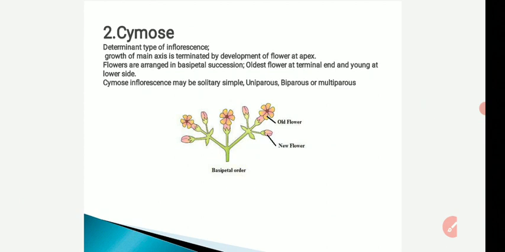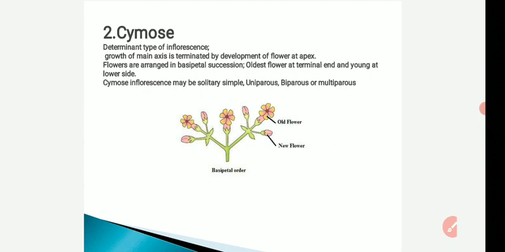Now let's discuss cymose inflorescence. In case of cymose inflorescence, the growth of the peduncle is terminated by the flower. Look at the diagram as shown in the figure. The first flower develops at the terminal end of the peduncle. So this cymose inflorescence is a determinate type of inflorescence in which the growth of the main axis is immediately terminated by the development of a flower at its apex.